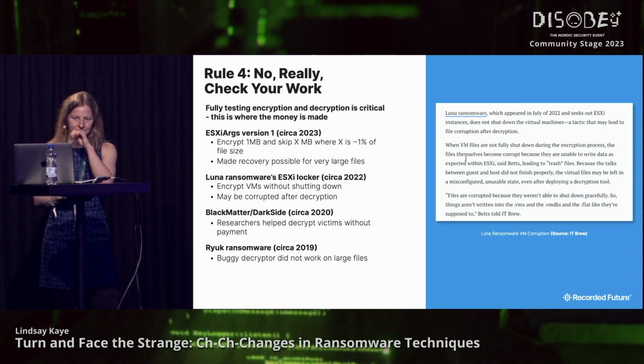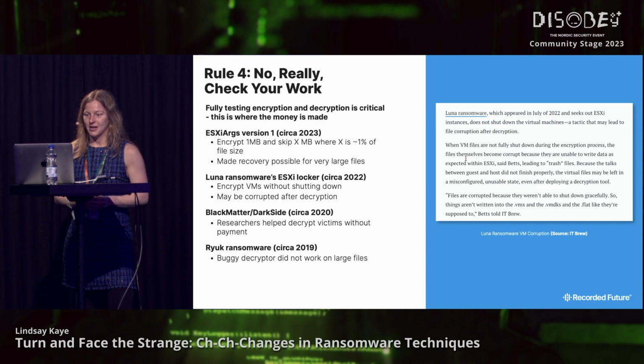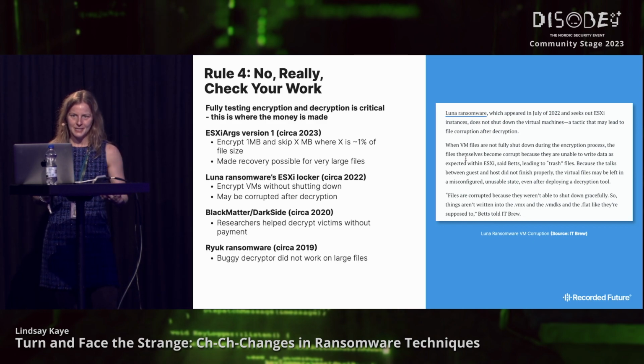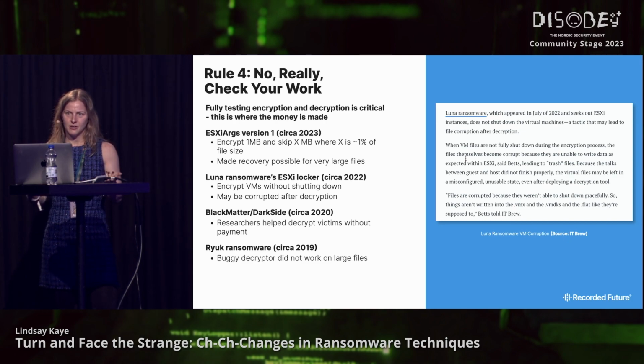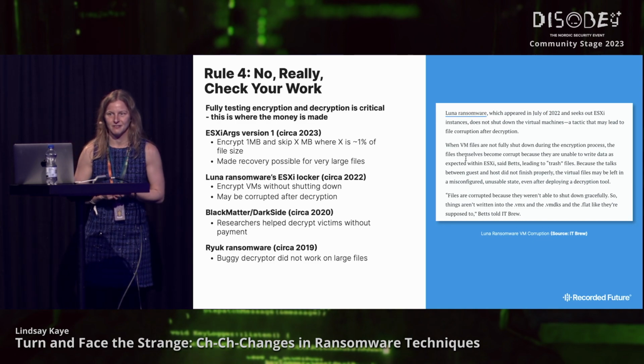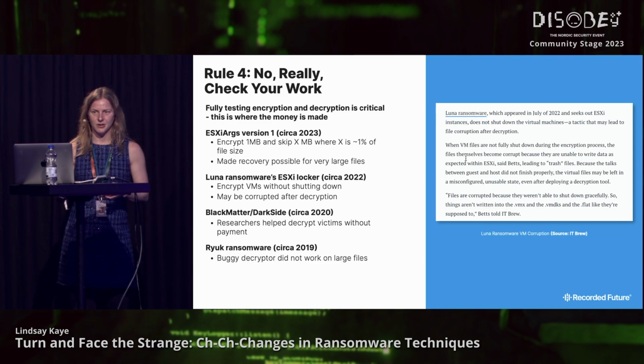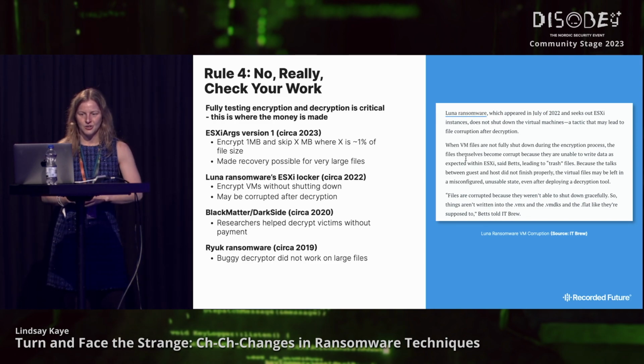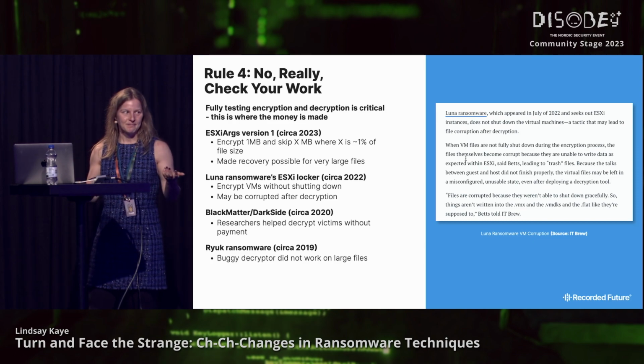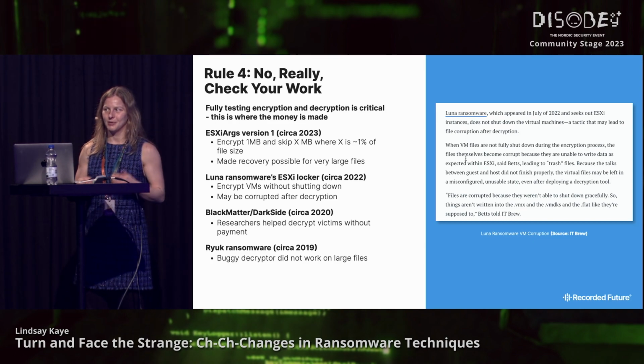Not good for business. Next, back to BlackMatter and DarkSide. In 2020, they decided, let's roll our own crypto, and ultimately there was a flaw in it that allowed researchers to help decrypt the victims without requiring payment. So succeeded in the attack, victims decrypted without the payment. Not great. And then finally, Ryuk ransomware from 2019. They had a buggy decryptor that didn't work on large files. As you can see, this is something that keeps cropping up and will probably crop up again in the future.